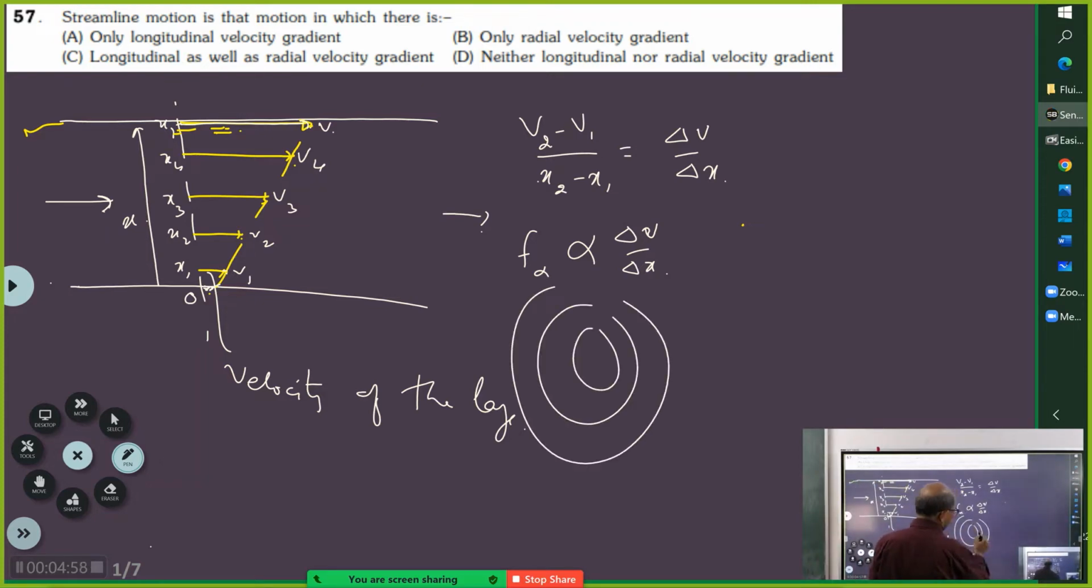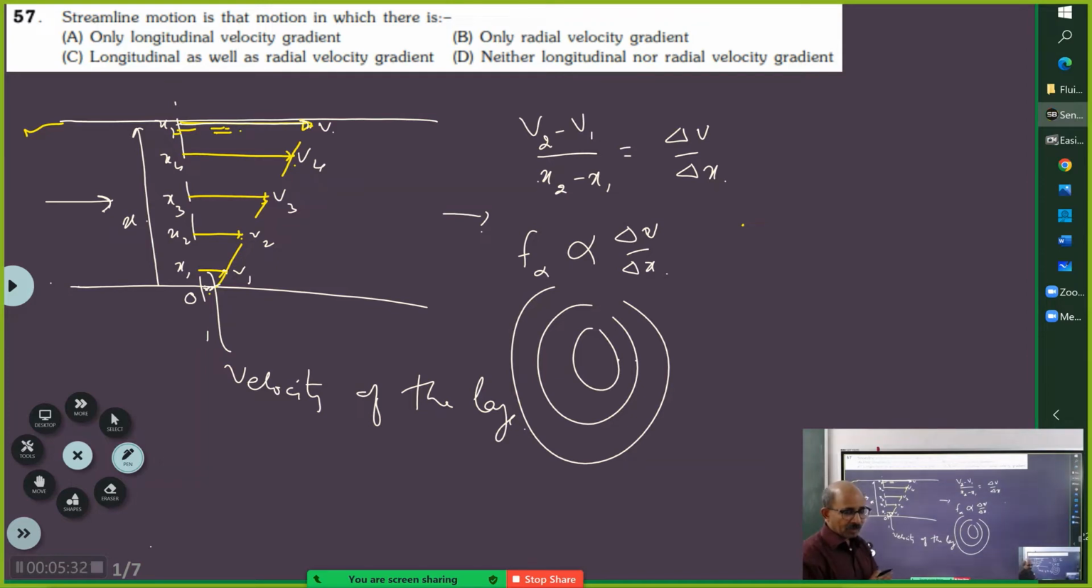See, the velocity here, the velocity here. Will it happen? If you go to a river, will it happen like this? No, it will not. It's not that at some point the velocity in the river is zero and then the velocity keeps increasing down and up and this side. It doesn't happen. Common sense. So therefore, it is only along the longitudinal direction. And therefore, we say streamline motion is a motion where there is only longitudinal velocity gradient.